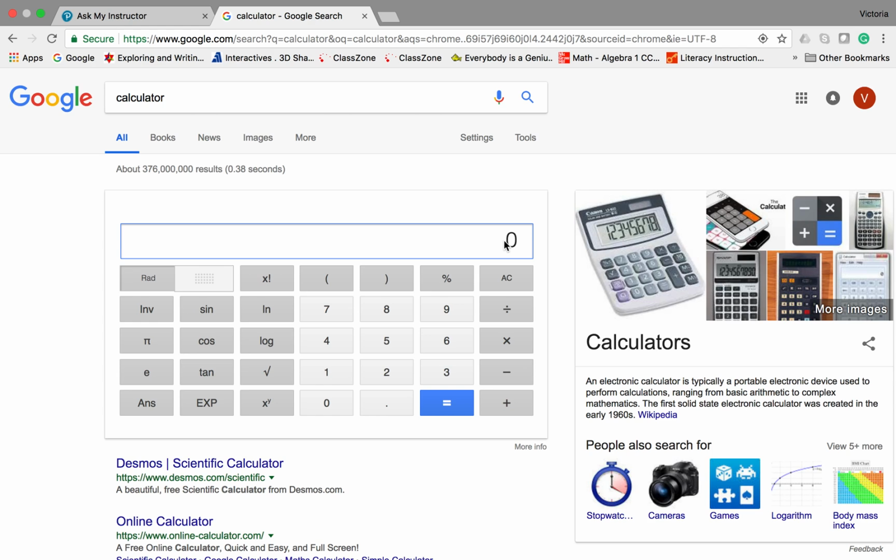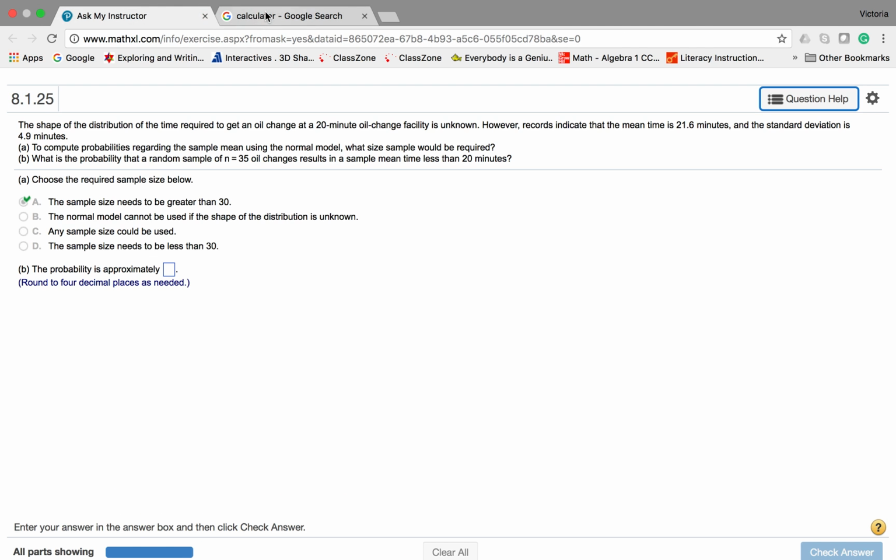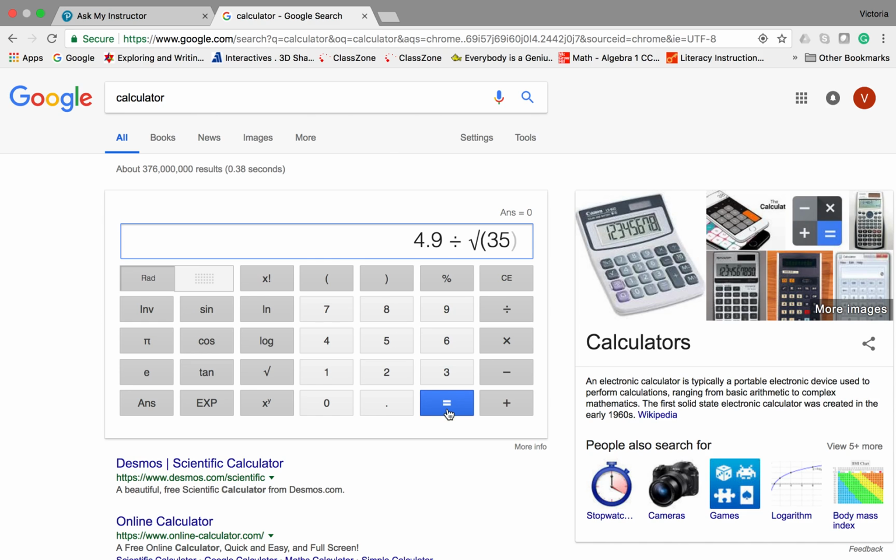So let's see, 4.9 divided by the square root of, what was it again, 35, I believe? Yes, 35. Okay, so we'll go to 5 decimal places to be accurate. So 0.82825 sounds good to me. Let's keep that in mind.